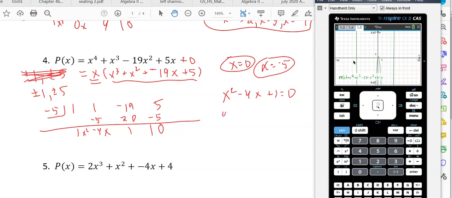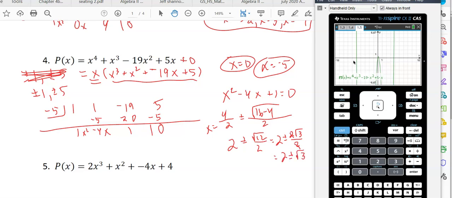We're going to do the opposite of b, so that's 4 over 2a plus or minus square root of 16 minus 4ac. So this is 2 plus or minus square root of 12 over 2, which is 2 plus or minus 2 root 3 over 2, which is 2 plus or minus root 3. And then, of course, also solutions at x equals 0 and x equals negative 5.